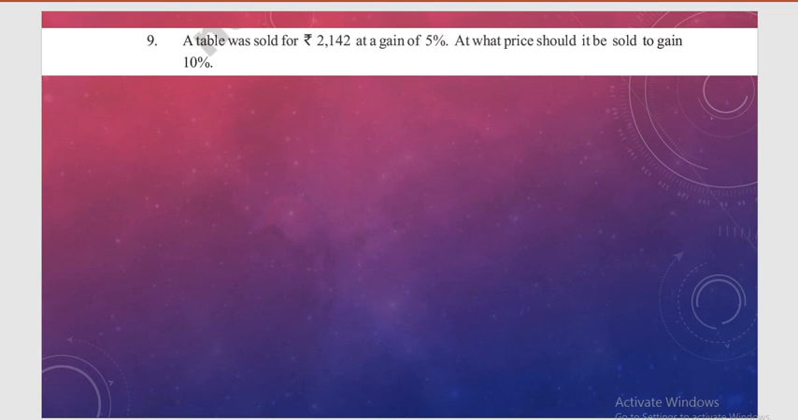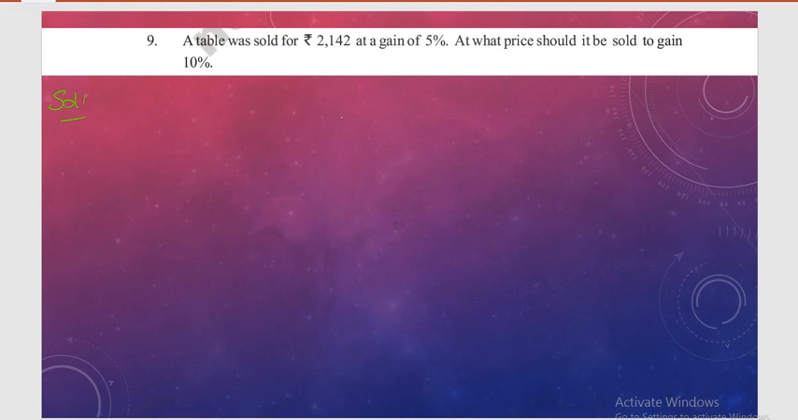Now let us move on to question number 9. What is given? A table was sold for 2142 at a gain of 5%. At what price should it be sold to gain 10%? That is the question.